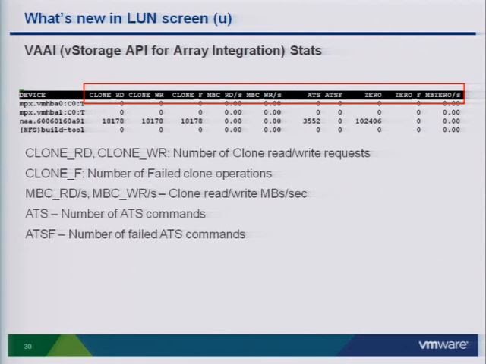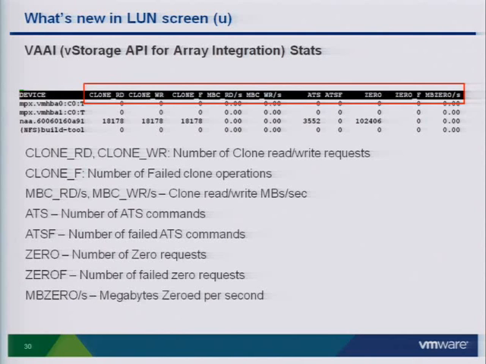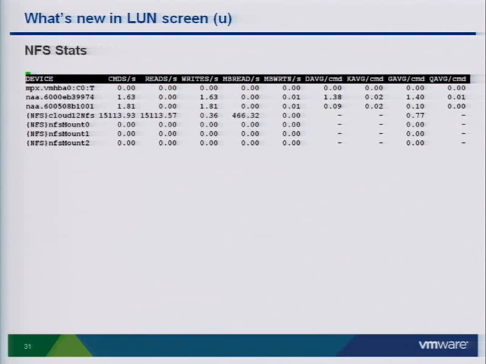Then we also have the ATS command. The ATS command is similar to SCSI reservation, but it's much, much more efficient than SCSI reservation because it is handled internally by the array. So that's also supported, and zeroing, all these things are supported. Again, I have an example later in the slides to showcase this.